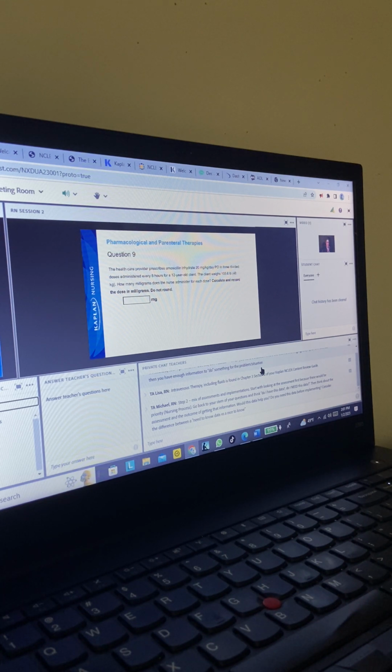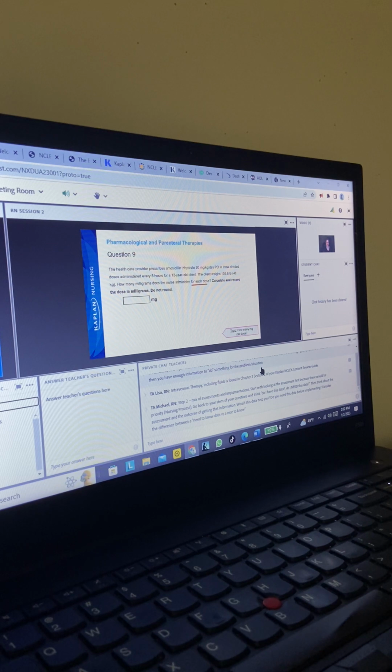Okay. The healthcare provider prescribes amoxicillin trihydrate 20 milligrams per kilogram per day, PO in 3 divided doses, administered every 8 hours for a 12-year-old client. The client weighs 105.6 pounds, which is 48 kilograms. How many milligrams does the nurse administer for each dose? Well, we're still going to use step 1 of our tree. It's very important. What's our topic? Our topic is how many milligrams to administer for each dose. Milligrams per dose, not per day. So we're going to come back at the end of our math and make sure that we calculated for each dose.